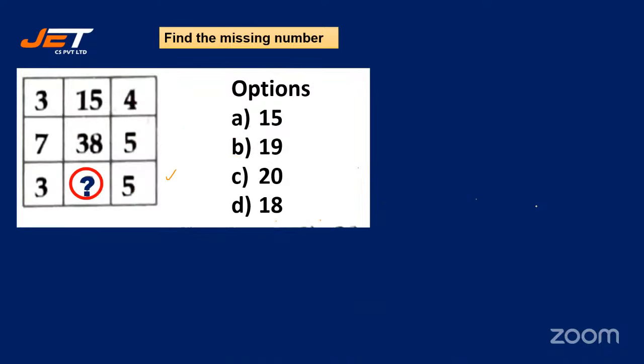Right. So again, you have a 3 by 3. So we have 3, 15, 4, 7, 38, 5, 3 dash 5. Right? So let's try this. These two, 3 4s are 12. Right? Let's see this. 3 into 4 is 12.